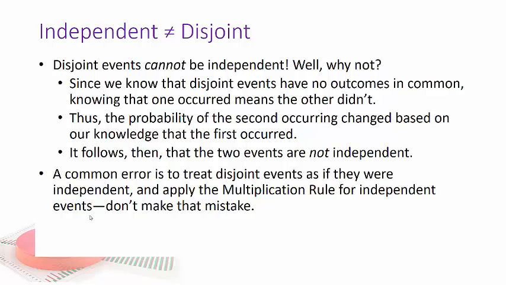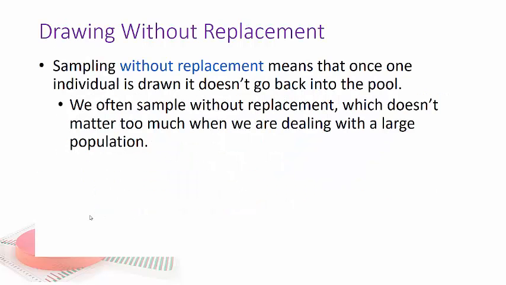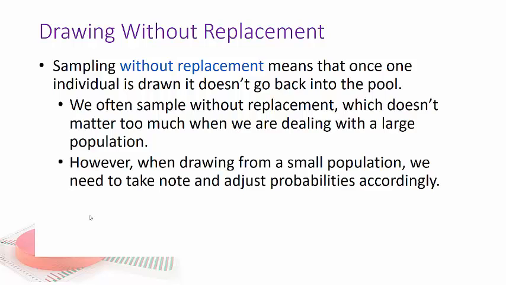So let's go ahead and go back to drawing without replacement because that's a really common example in dependent events. So sampling without replacement means that once the individual is drawn, it doesn't go back in the pool. We frequently sample without replacement because we want to have different data points in our sample. And it doesn't matter too much for us normally when we're dealing with a large population, which we tend to do in statistics. But since we also cover probability, we need to take into account when we're drawing from a small population and adjust accordingly.